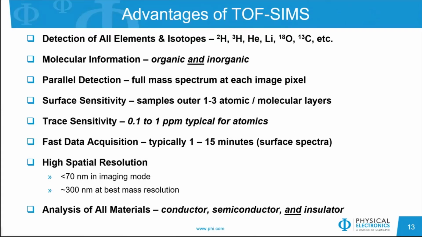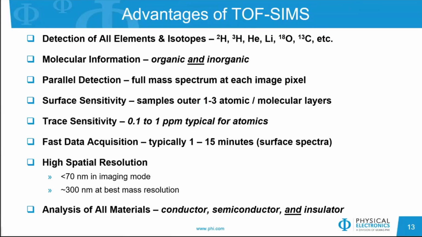And so advantages of TOF-SIMS are that you get detection of all elements and isotopes: hydrogen, helium, oxygen 16 and 18, etc. You can get molecular information, both organic and inorganic. You get parallel detection with a time of flight mass spectrometer, so you get the full mass range. You're not just picking and choosing a few select species to look at. You get excellent surface sensitivity.